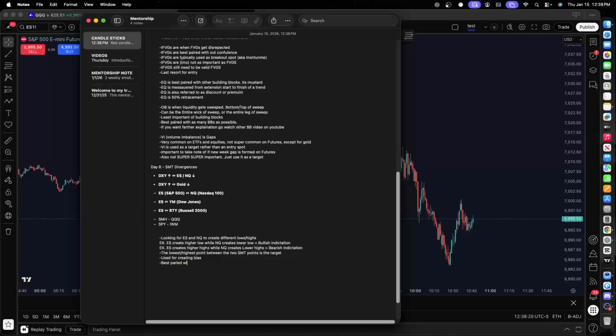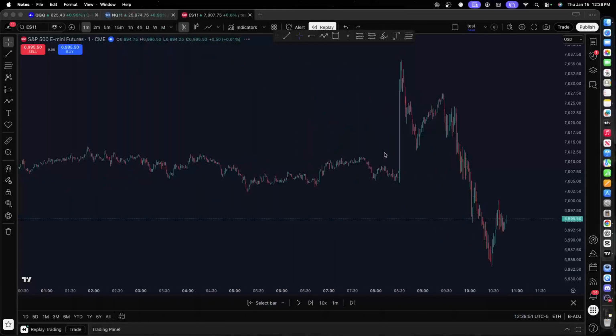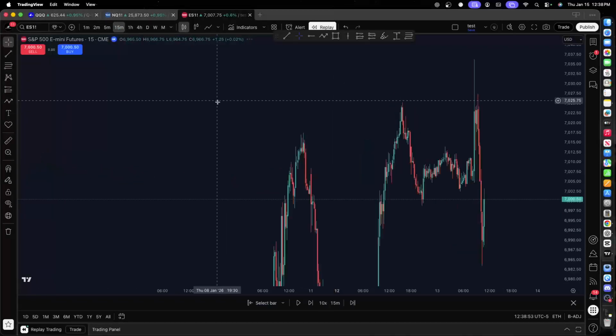Best paired with... Is there no R in that? I can't even see. Oh, my graphics are so bad. Best paired with other confluences. And then I would say, yeah, do not short or long just based off the SMT. That's truly super important. Don't just trade based on it. You want to pair it with other stuff. So that's legit it.